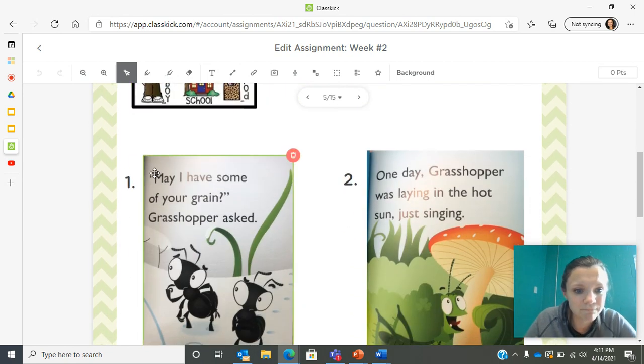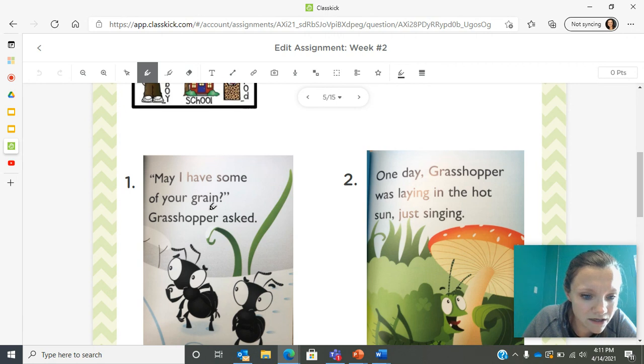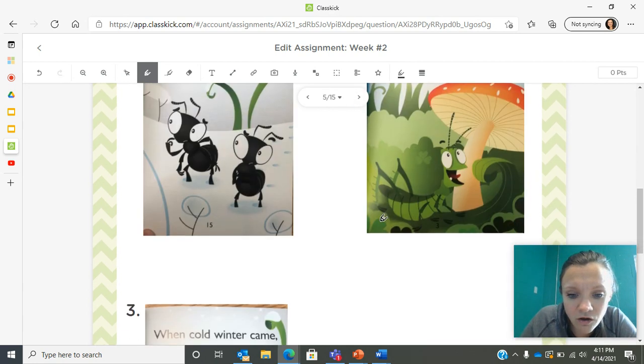So if I scroll down here, I'm going to read this. "May I have some of your grain?" Grasshopper asked. I found a noun. The word grasshopper is a character in our story, but it is also an animal. I'm going to circle grasshopper. If you mess it up like I did, it's okay. No biggie. Then you're going to do that for all 3 pages.